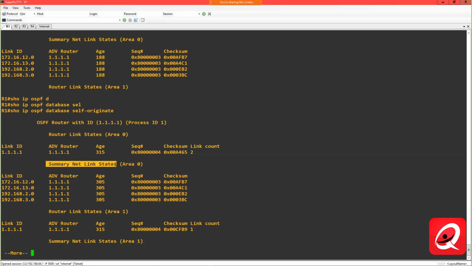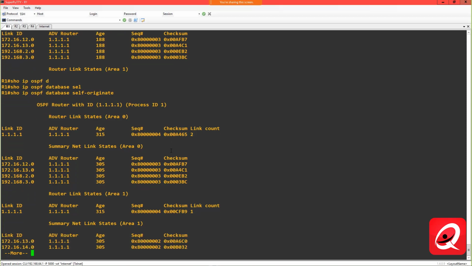Summary net link states are my type 3 LSAs. So that's going to be interesting. We'll get into that later on in this lesson and kind of learn about what is a summary LSA. Why do my summary LSAs pretty much look like my type 1 LSAs? So some of the other things, is if there's an E bit set, for example.